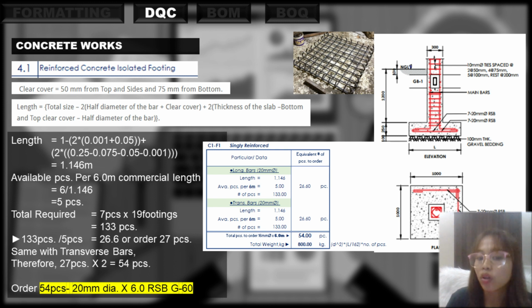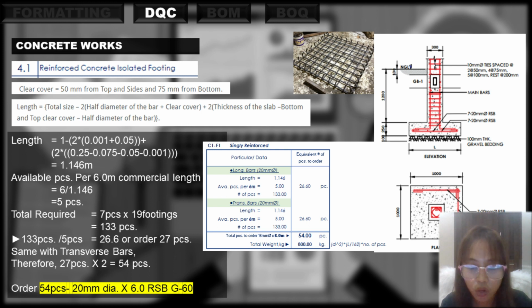But how many total required number of pieces do we need? For the longitudinal bars or along x-axis, we have 7. And the number of footing is 19. So, 7 pieces times 19 footings equals 133 pieces. We can now determine the number of pieces to order by dividing the total required 133 pieces to available pieces per 6 meters, which is 5. Then, we'll arrive to the equivalent of 26.6 or say 27 pieces.